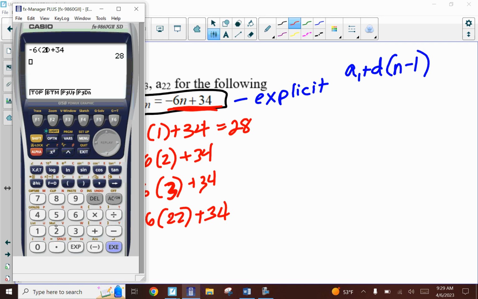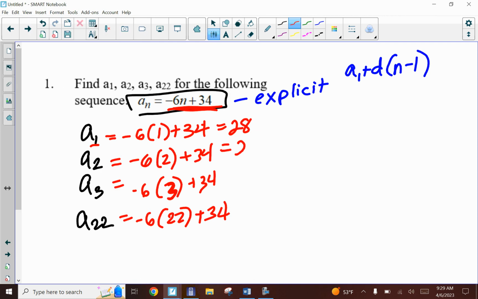You could also do a table anytime you're trying to find multiple answers using the same formula. So this would be 22. From there, you'll be able to see a1 is 28, and then this is going down by 6. So we're going to have a minus 6 right here, and then we had n minus 1.